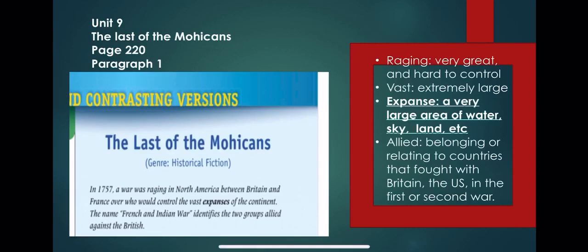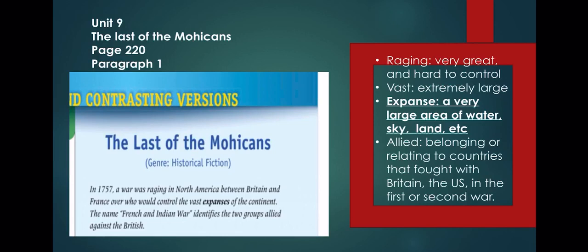Now, open your books, page 220. You have Unit 9, which is The Last of the Mohicans, and as I said, it is a historical fiction. A historical fiction talks about history, and it also talks about some fiction. In these slides, you're going to see words I put on the right. These are the vocabulary and the meanings you have in your text. So write them down in your vocabulary notebooks.